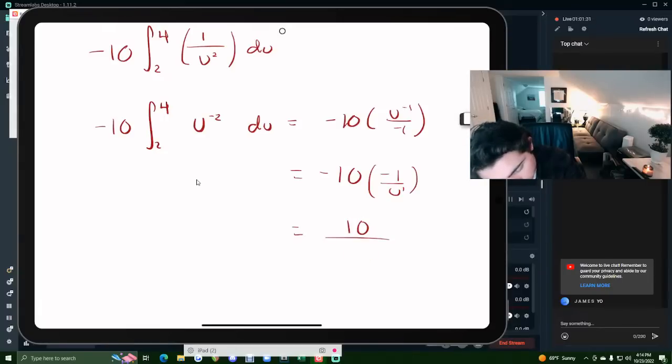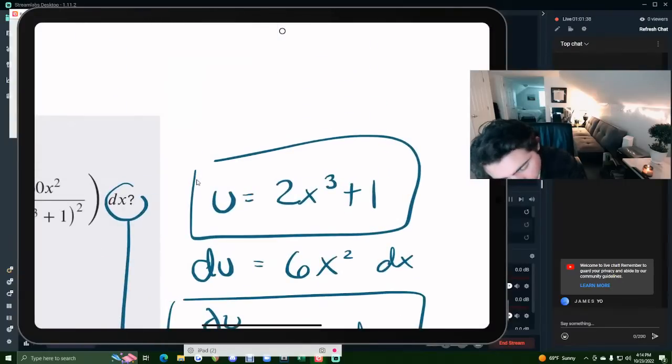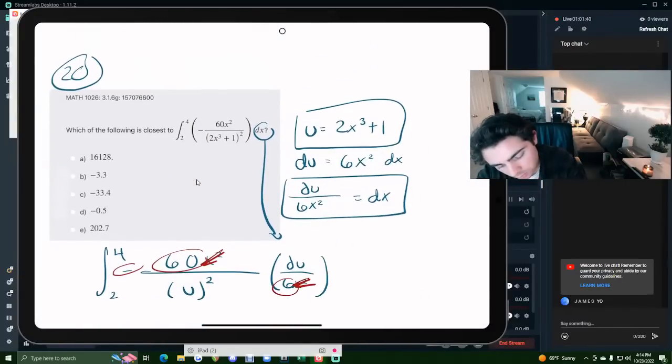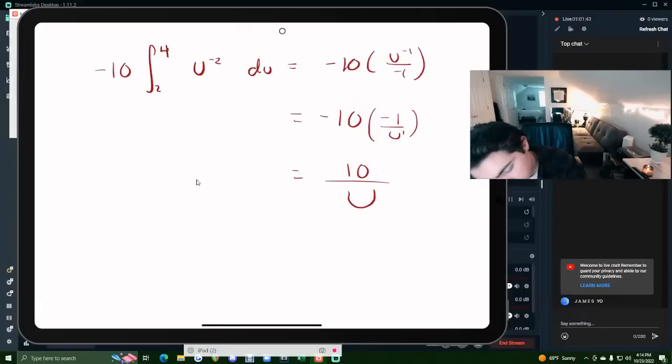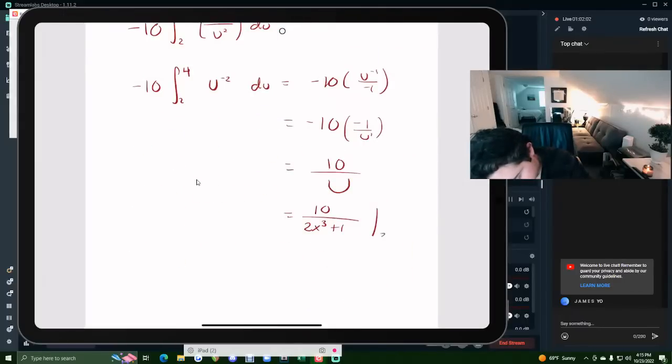Oh, goodness. So dissatisfied with my handwriting. 10 over u. But we cannot forget to plug u back in to x cubed plus 1. So we have 10. Man, none of these are to my liking. There we go. And we do not have plus c, excuse me. We are evaluating this from 2 to 4. And once we do this, we will be done.